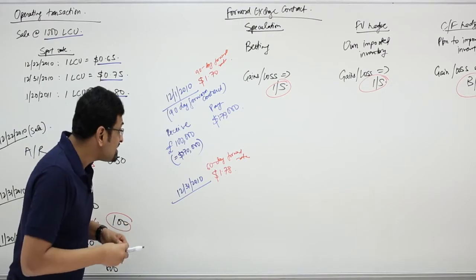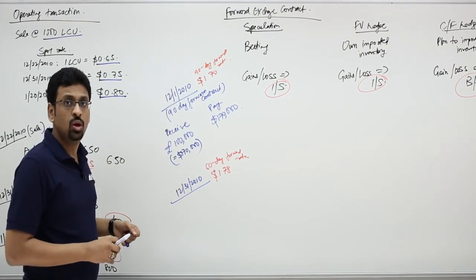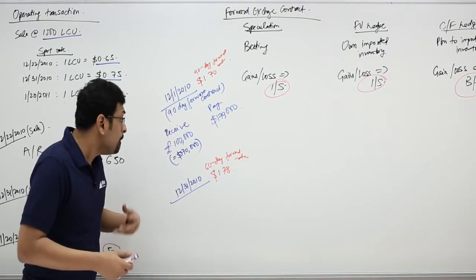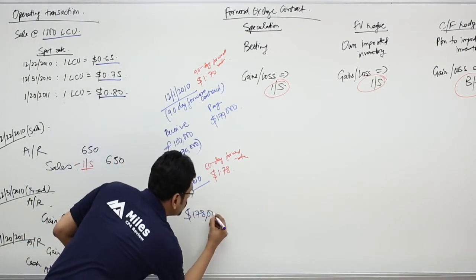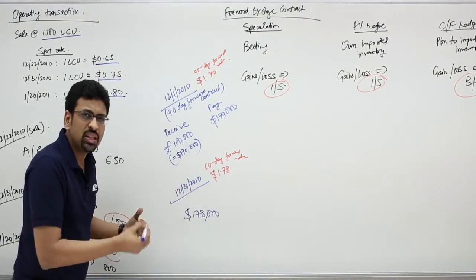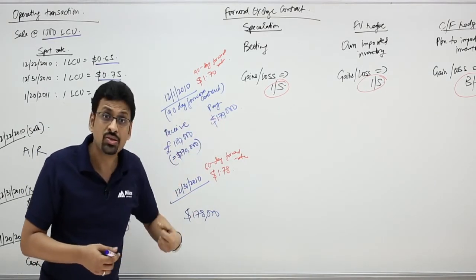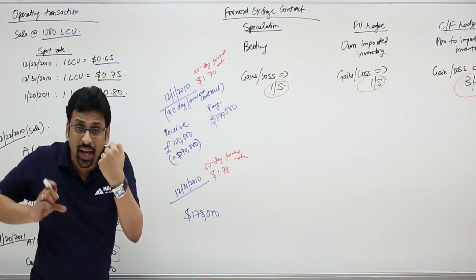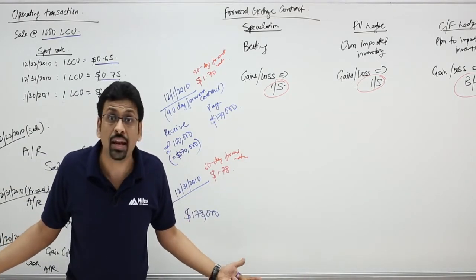So they are still going to receive this 100,000 pounds. But this 100,000 pounds is now worth more than $170,000. It's going to be worth $178,000. How much are they going to pay? They're going to pay $170,000. So they receive something worth 178 and pay out only 170. That's an $8,000 gain.